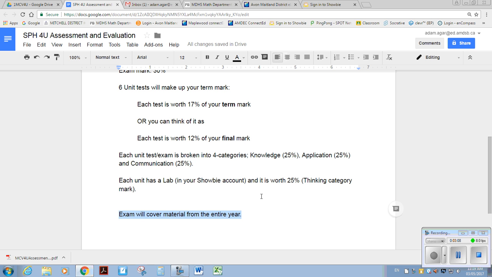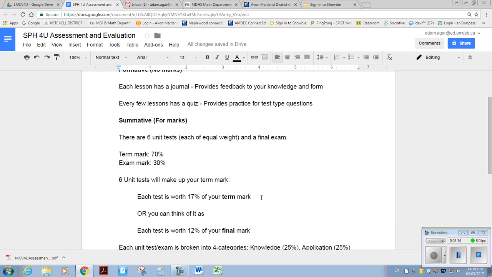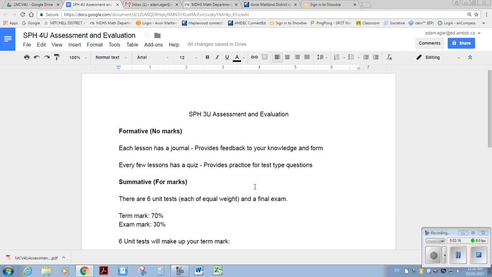The exam will cover the entire year, and it'll be evenly distributed over the 6 units. So it'll probably be about 2 pages per unit on the exam, and that's where your mark will come from. So you'll have your 6 unit tests and 6 labs. That's where the mark is generated from.